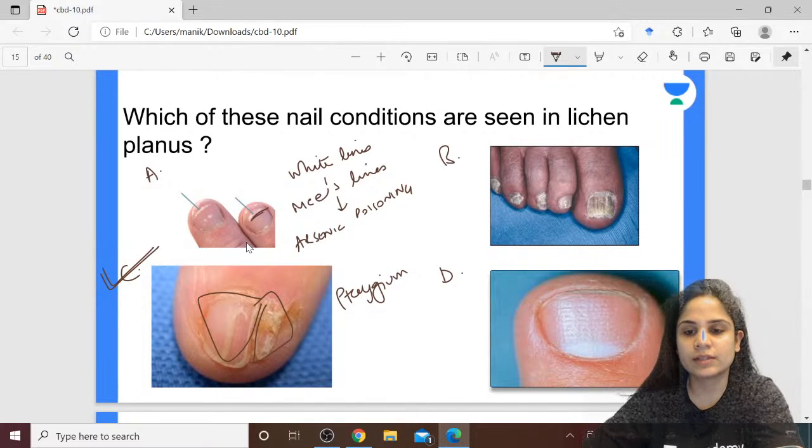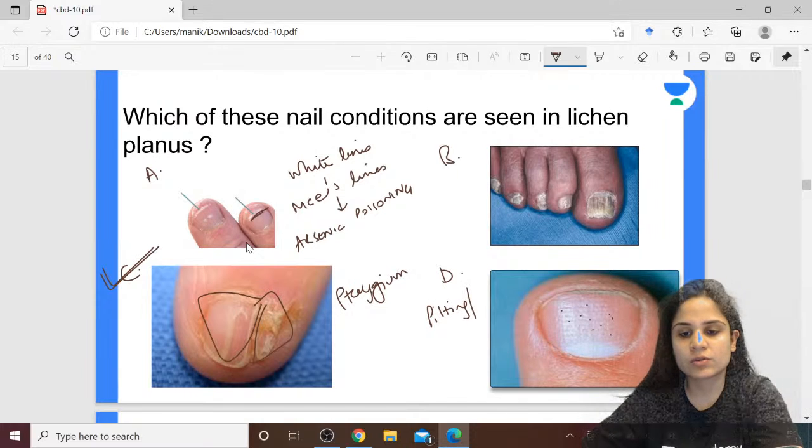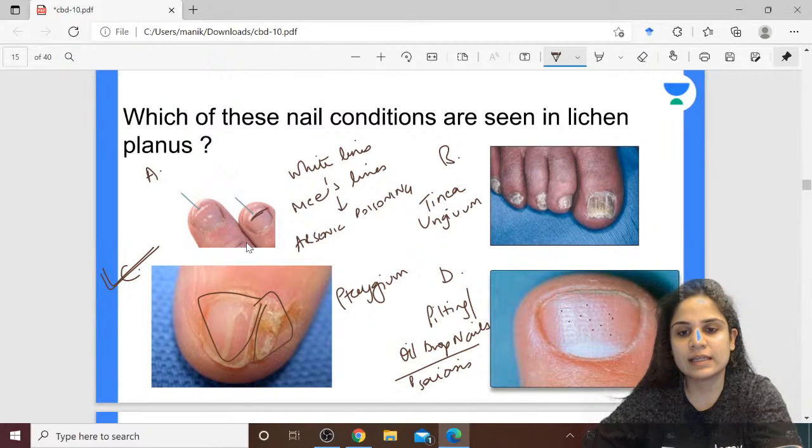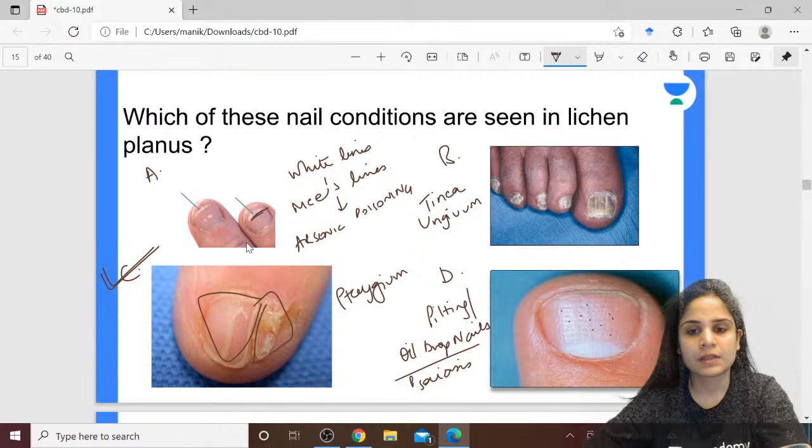Yes, very good, Yogesh. So D, you can see pitting of nails. Okay, so these pitting of nails are also called as oil drop nails, and they are both seen in case of psoriasis. Very good, Nimesh. So what you see in B is nothing but destruction of the nails by fungal infection. Okay, and this is called as tinea unguium. This is nail infection caused by fungus, and that is causing the destruction of the nail. Okay, so you have Mees line seen in arsenic poisoning, tinea unguium, pterygium seen in lichen planus, and pitting of the nails seen in psoriasis.